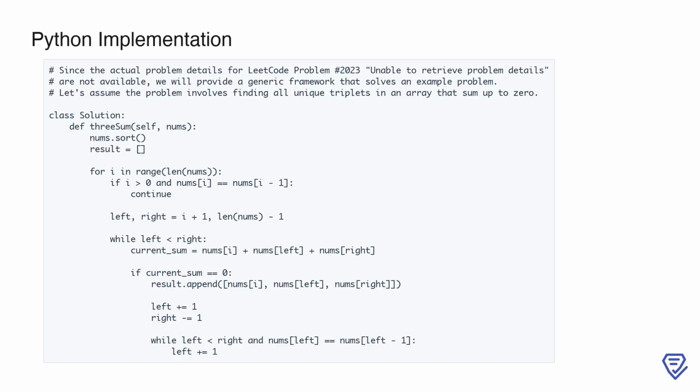These pointers will help us explore potential triplets. Inside a while loop, we calculate the sum of the current triplet using the pointers and the current number. If the sum equals 0, the triplet is added to the result list. After that, both pointers are adjusted to avoid duplicates and continue searching for other valid triplets.